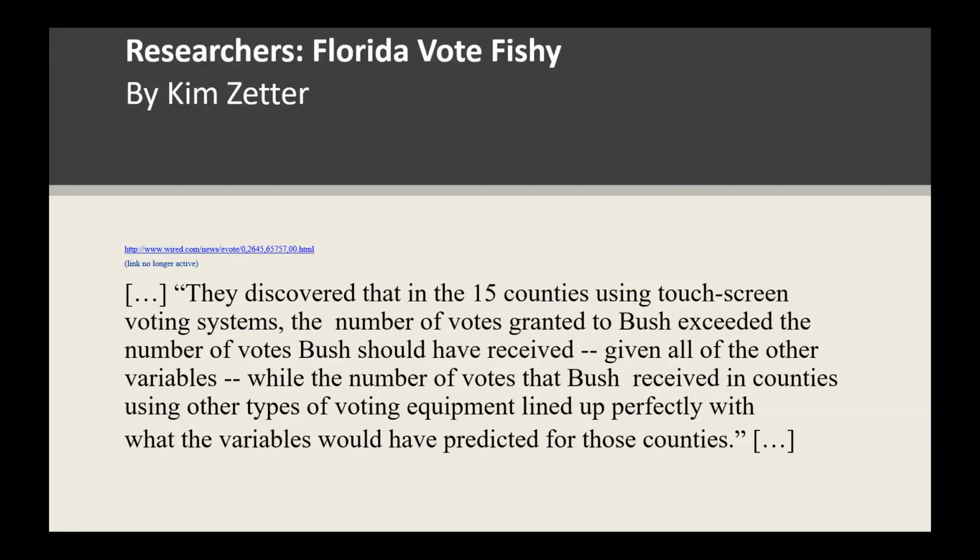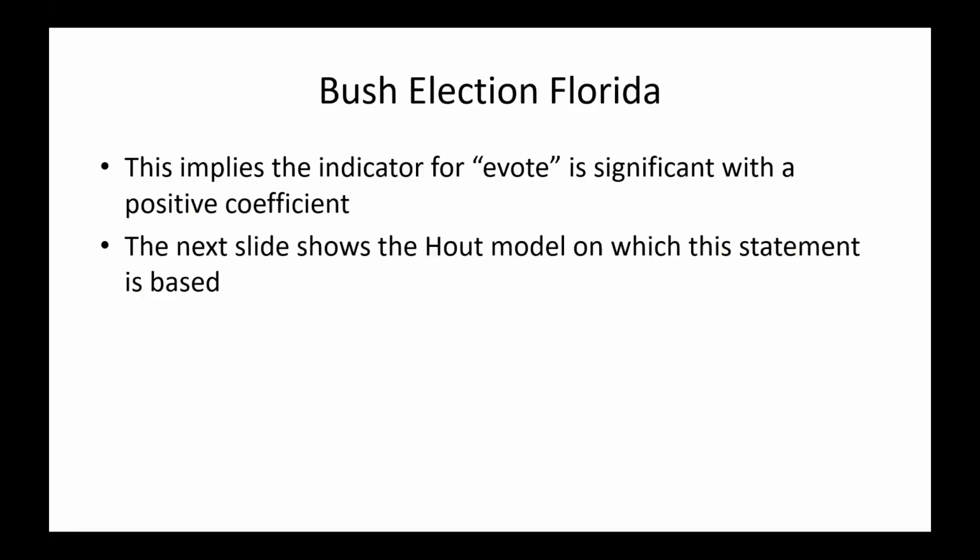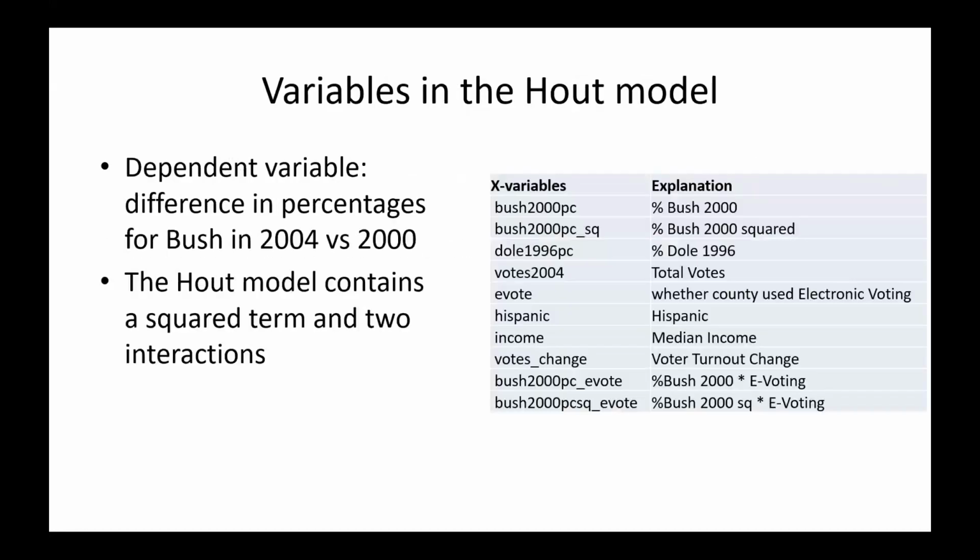Okay, so let's see. What does this mean? It means, the article implies, that there was an indicator variable for e-vote in the model, which was turned on for the 15 out of the 67 counties. And the e-voting was associated with more votes, so there should be a positive coefficient, and it also implies it was significant, because otherwise you shouldn't make a statement like this. Okay, so the next slide shows the Hout model on which this statement is based.